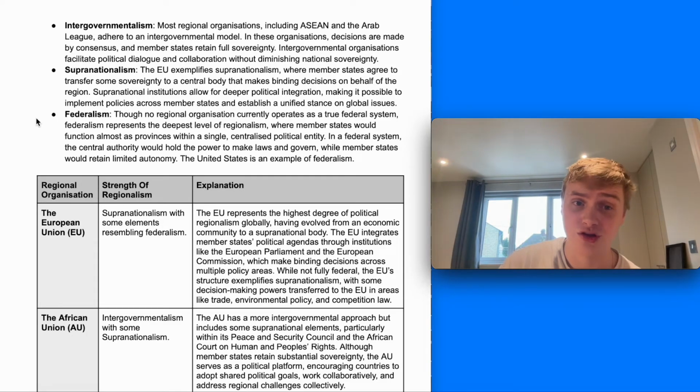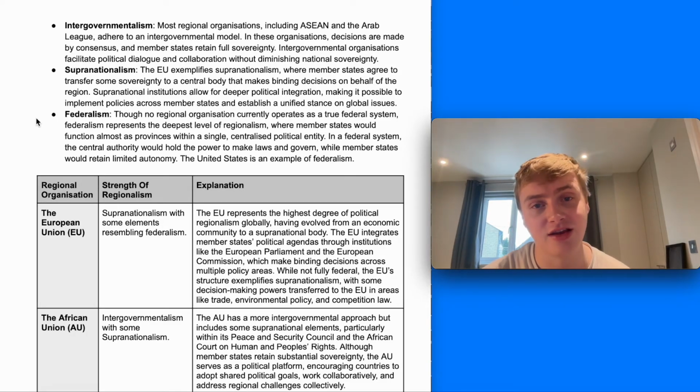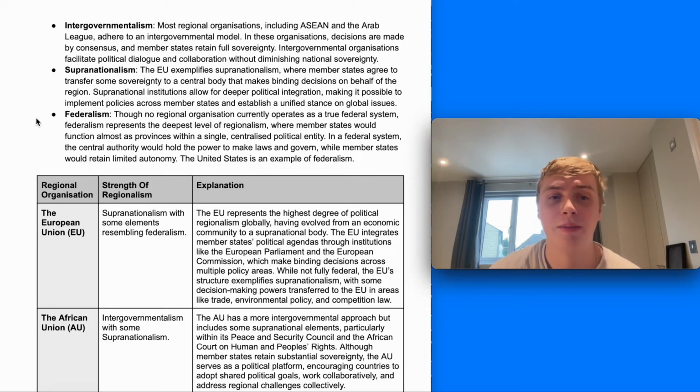And then there's federalism. So no regional organisation currently operates as a true federal system, which is the deepest level of regionalism, where member states would function almost as provinces within a single country, a centralised political entity. And the central authority holds the power to make laws and govern, whilst member states retain limited autonomy over some areas. The United States, for example, is an element of federalism that you don't see in regional organisations.